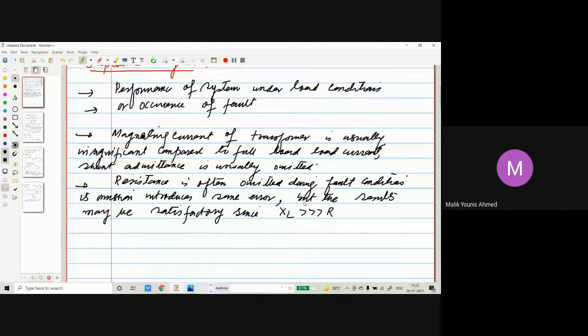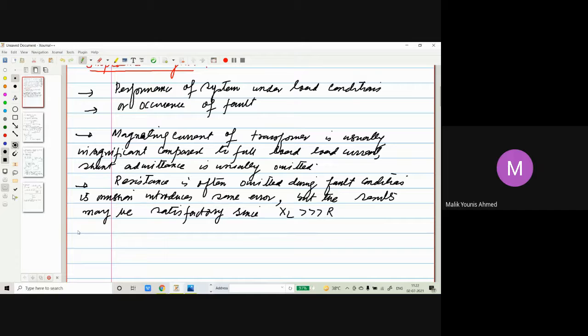So whenever the resistance is neglected during the analysis of fault conditions, neglecting the resistance will introduce a small quantity of error, but that error is not going to influence the results, and the results, in other words, will be satisfactory, because the value of inductive reactance is very high as compared to the resistance. So this was the second point.